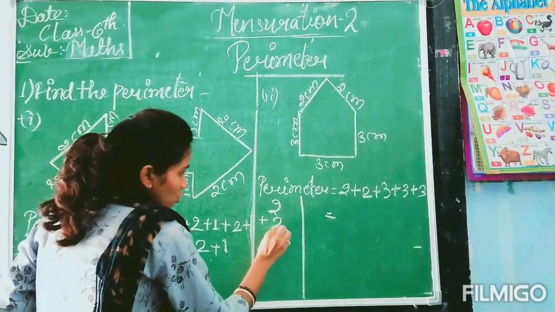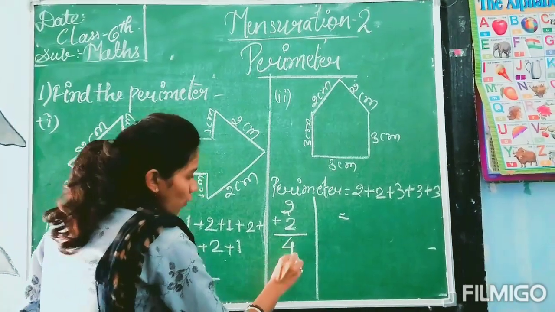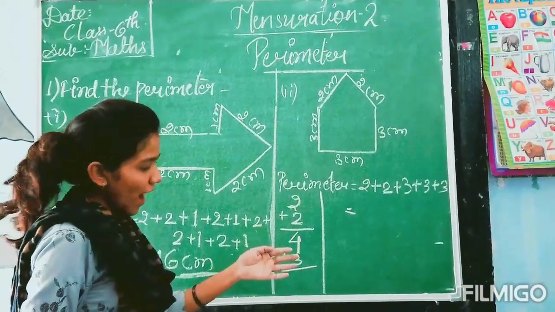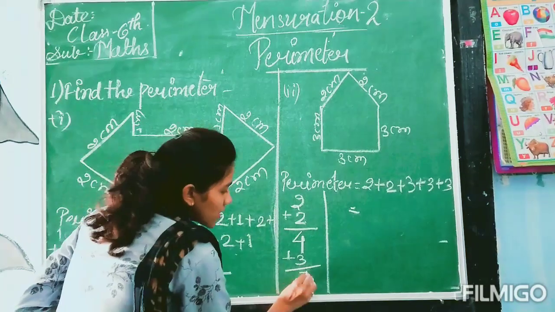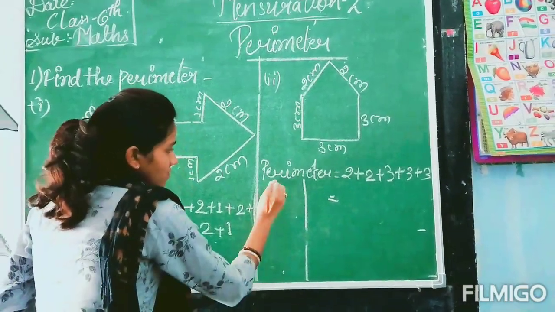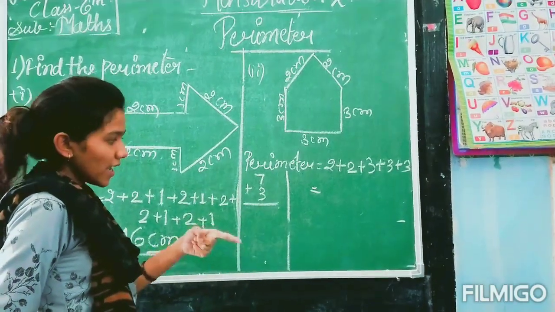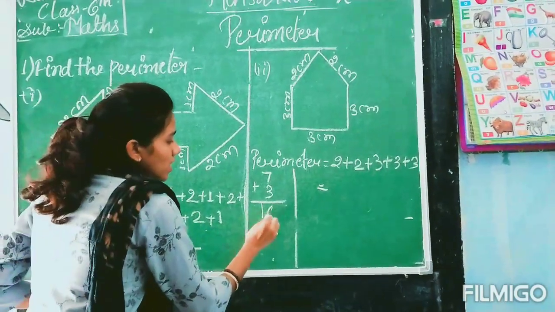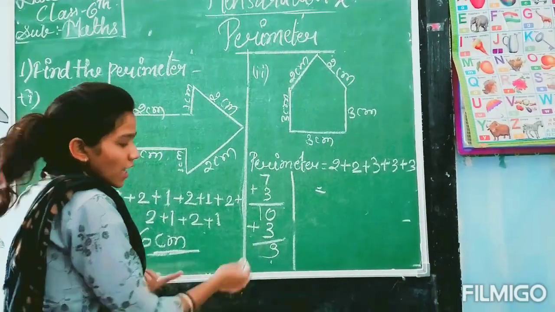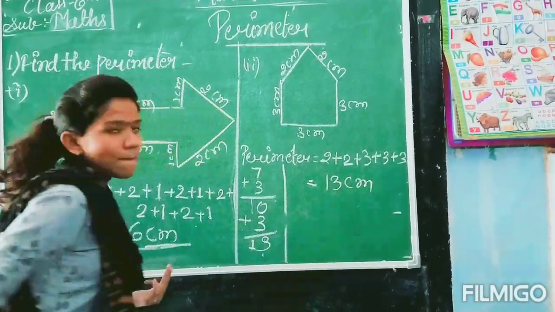2 plus 2. It was 4. Then plus 3. 4 plus 3 is 7. Then 7 plus 3 is 10. Then plus 3, 0 plus 3, it was 3. Then remaining 1. Answer is 13 centimeter.